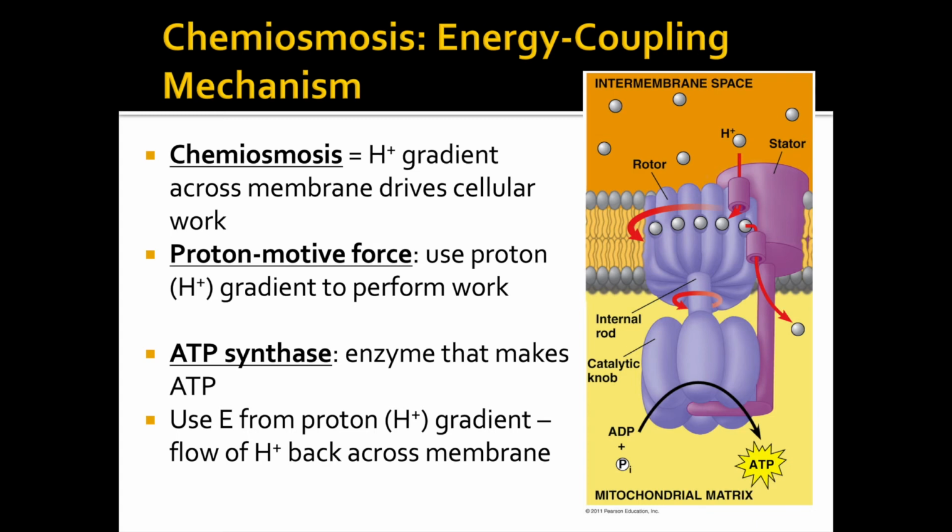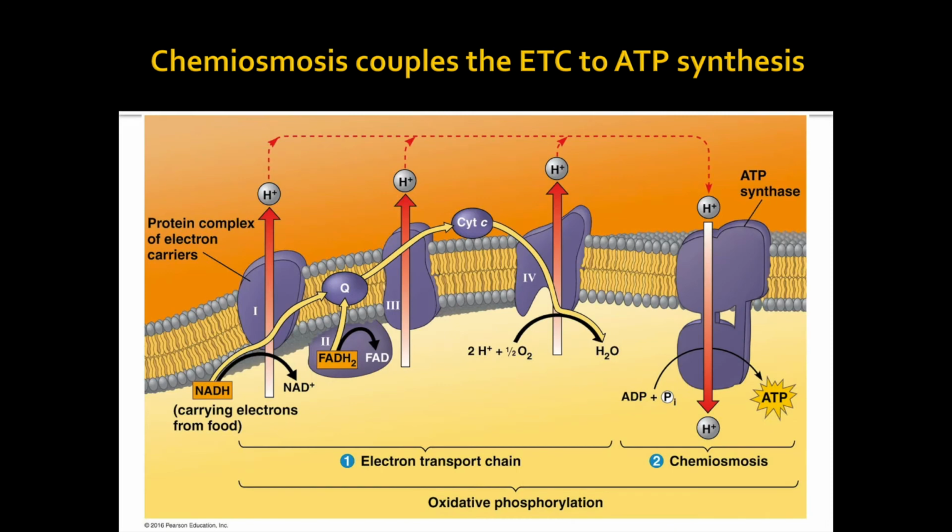And so we're going to use the energy from the proton gradient, and as it flows back across the membrane from the intermembrane space into the mitochondrial matrix, we can use that to drive ATP synthase, thus the proton motive force.